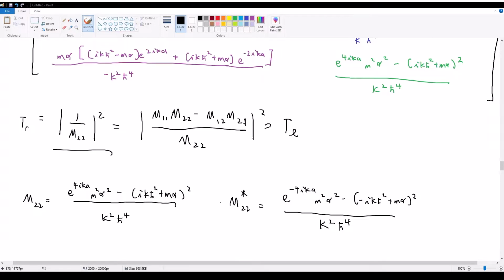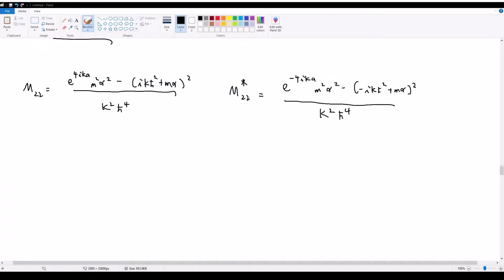All right, multiplying this is going to be horrible, so let's just do it. Magnitude m22 squared is going to be e to the 4ika. Well, I don't even know why I'm writing this out fully when I have both terms. So term 1 times term 1. That one's simple enough. That's m fourth alpha fourth. And then we're going to be multiplying term 1 by term 2.